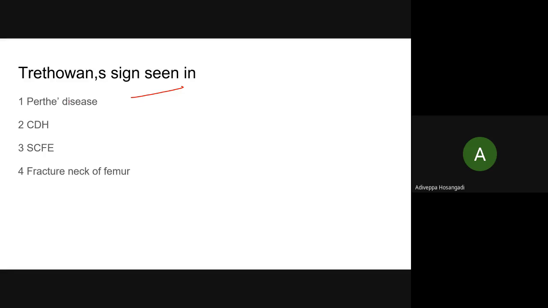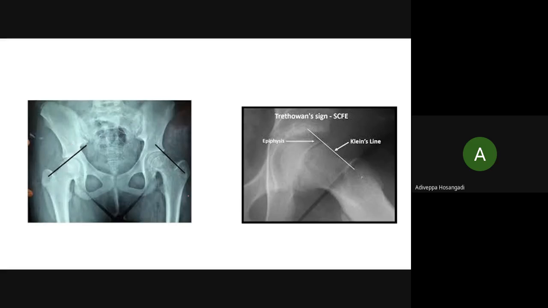Okay. So Trethowan sign is seen in slipped capital femoral epiphysis. I will tell you what is Trethowan sign. Look at this. Trethowan sign is a straight line drawn along the superior border of the neck. If a line is drawn along the superior border of the neck and a part of the head is above the line, it is normal. Here the femoral head, all of it, is below the line.